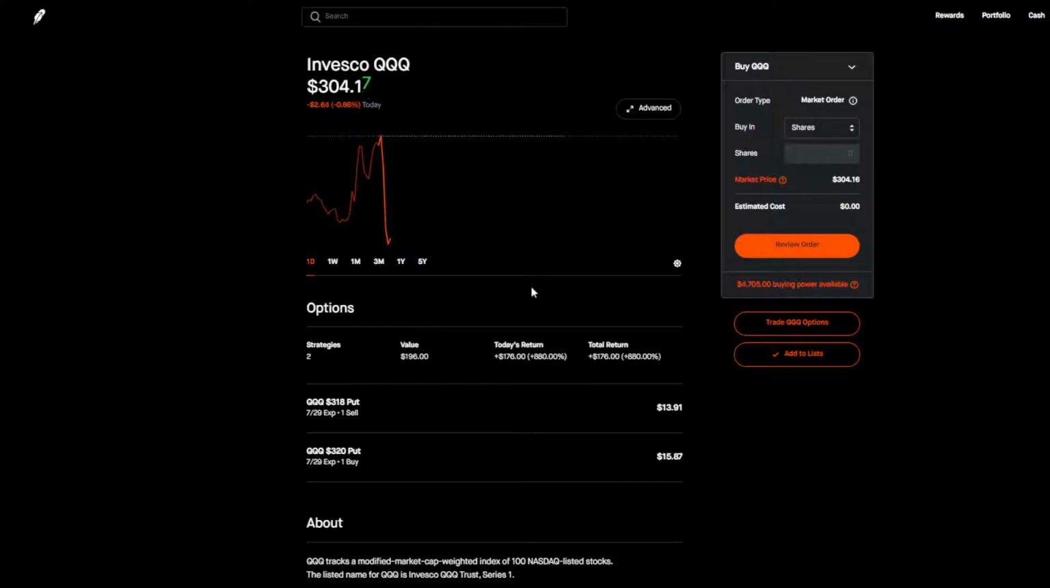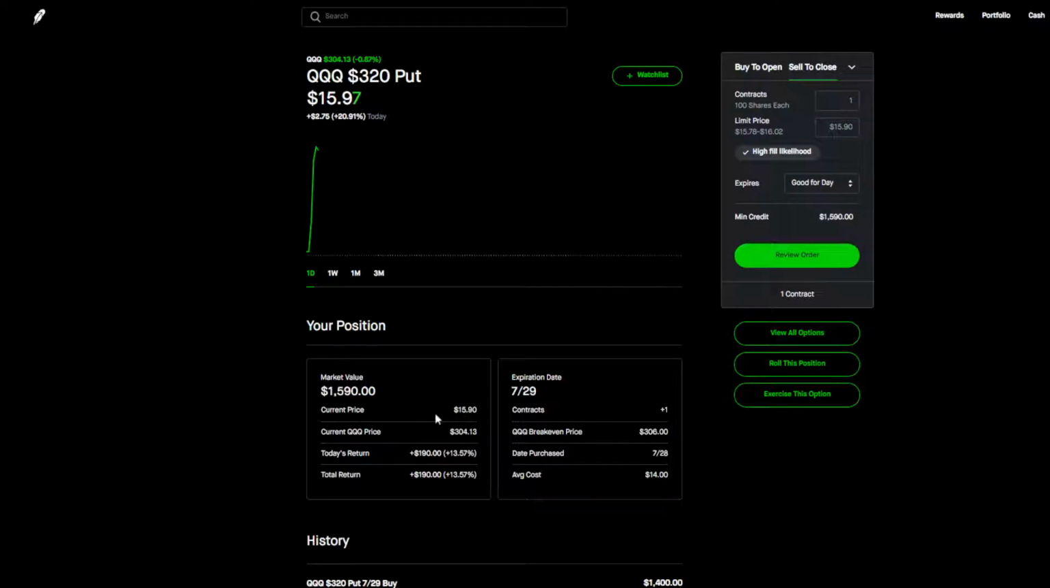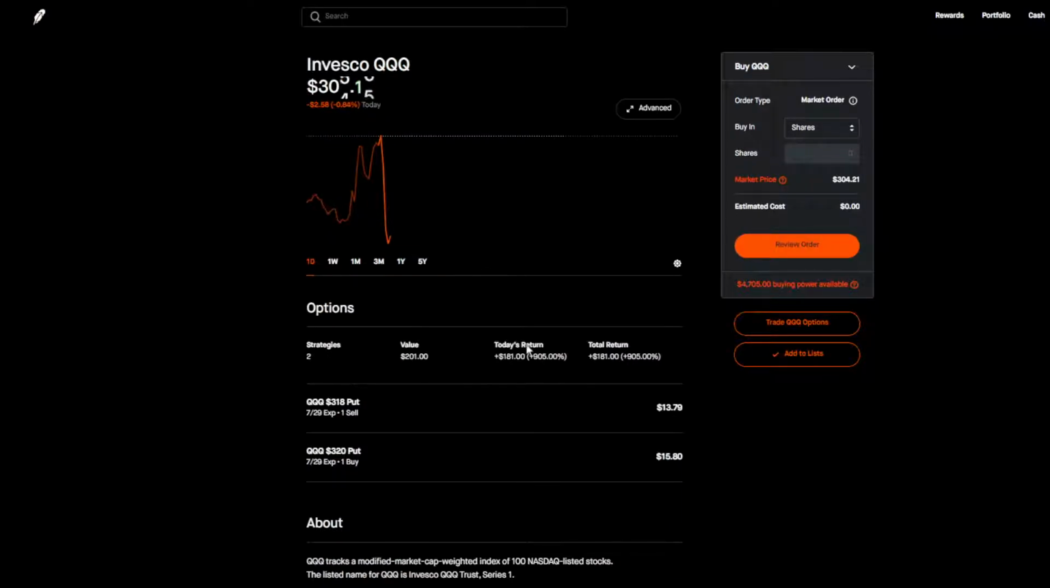But with that being said, I bought a deep in the money put. It was about $14 or $15 in the money, expiring tomorrow. As you can see here, it is the 320 put. I purchased that for around $1,400. I then sat on it for a couple of minutes, maybe 5 or 10 minutes.